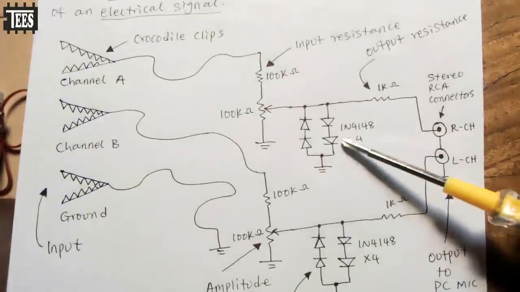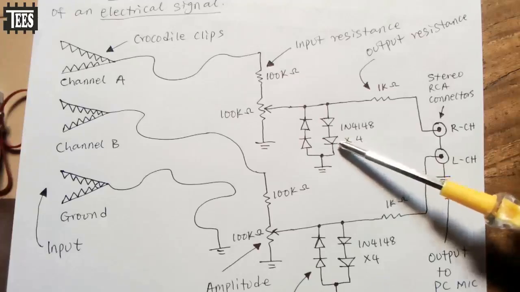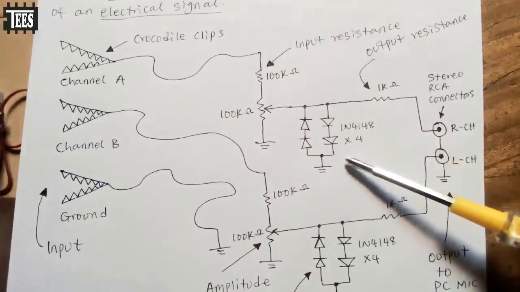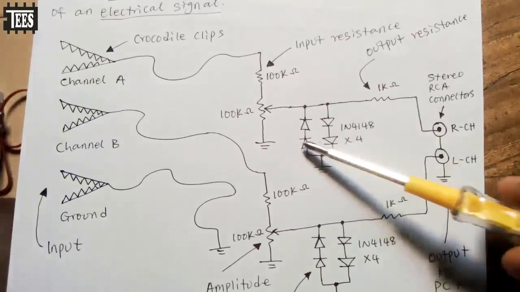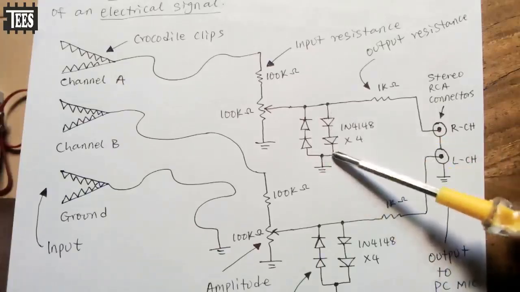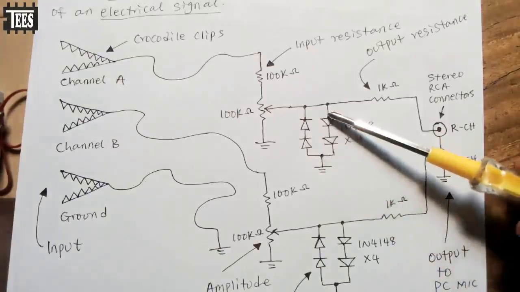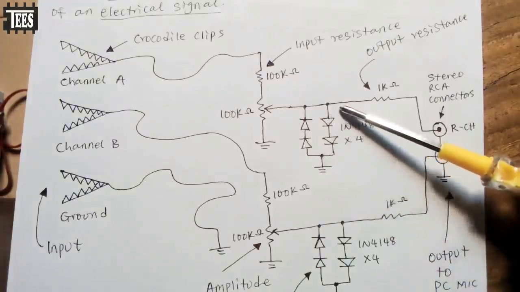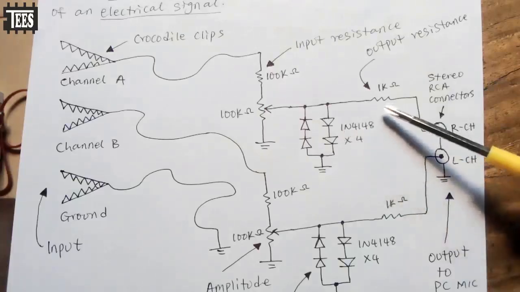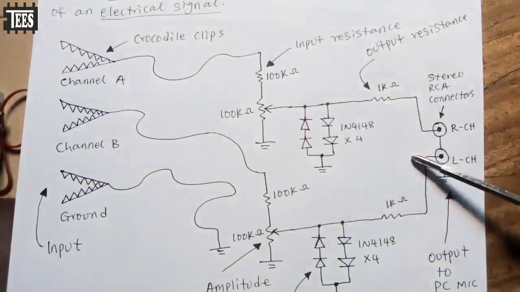So here we have voltage clippers. It will clip the voltage to 1.2 volts. You can see these diodes are arranged this way. For AC signals, if the voltage goes higher than that, it will clip it. Then I also have some output resistance here, like I used a 1 kilo ohm resistor.